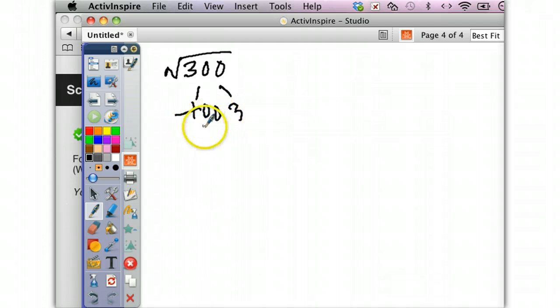Why do you put 100? 100 is a perfect square. Look at Joe. 2 times 2. Yeah, you couldn't have done 10 times 10. You're doing factor tree, I think.